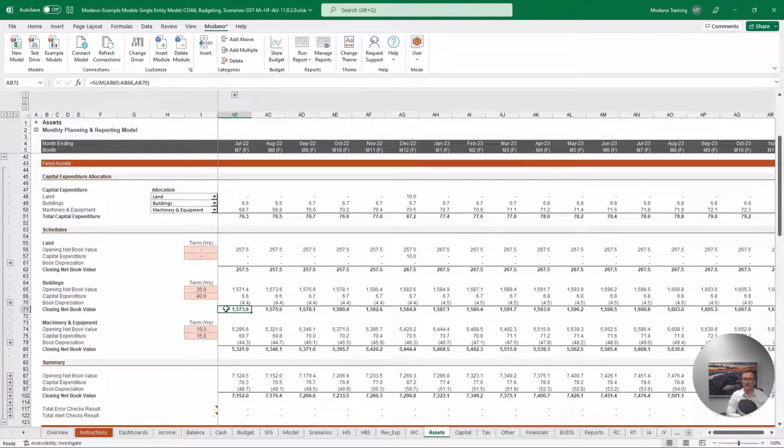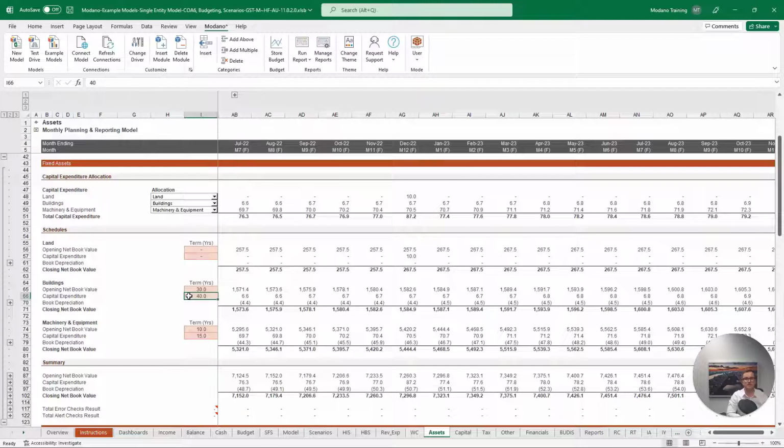Now, you'll see within our analysis we have two main assumptions. The first being our opening net book value term and our capital expenditure term. The opening net book value term represents the remaining average useful life of the opening book asset at the start of the forecast period. This being the period over which we will depreciate our opening balance, in this case of 1571.4.